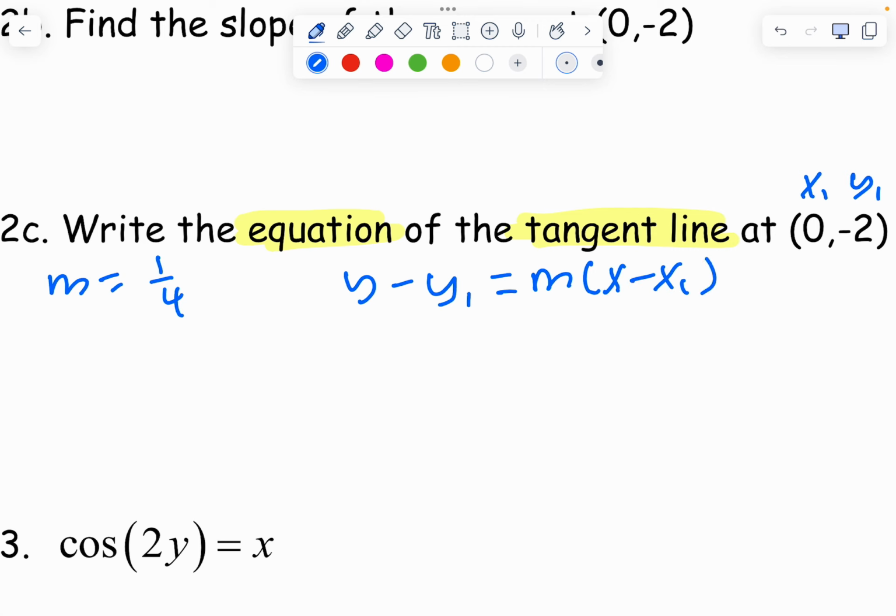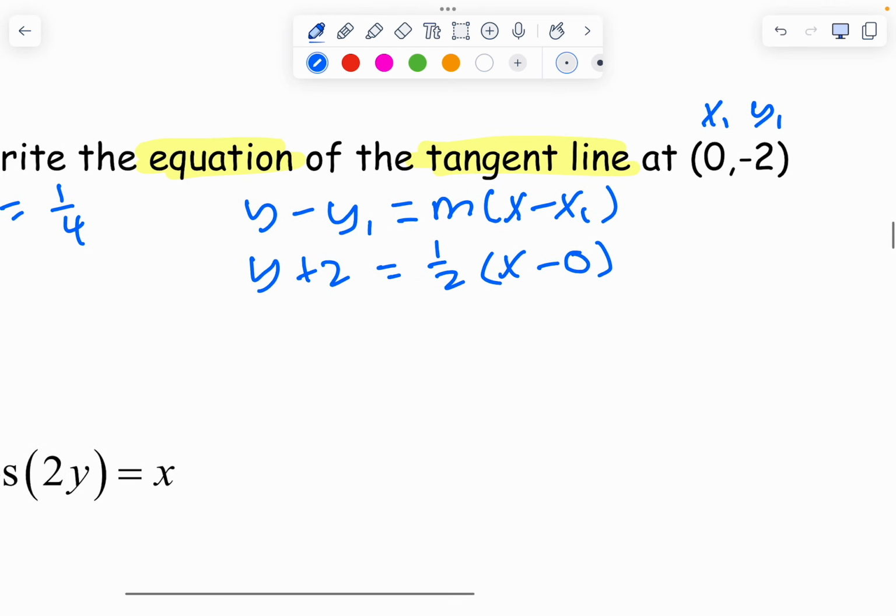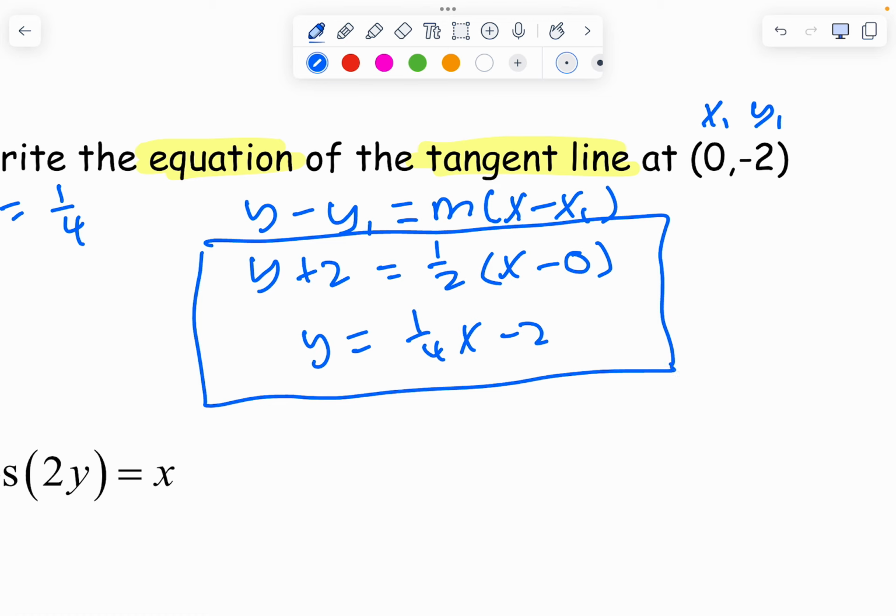Very good. And then we have y plus 2 is equal to 1/4, and then x minus 0, although we don't need all that, right? If you want to make this into y-intercept form, it's going to give us 1/4 x minus 2. On the AP test, they're both good. So if it bothers you that we are multiplying by 0, go all the way down, but you don't have to. Good? Okay.